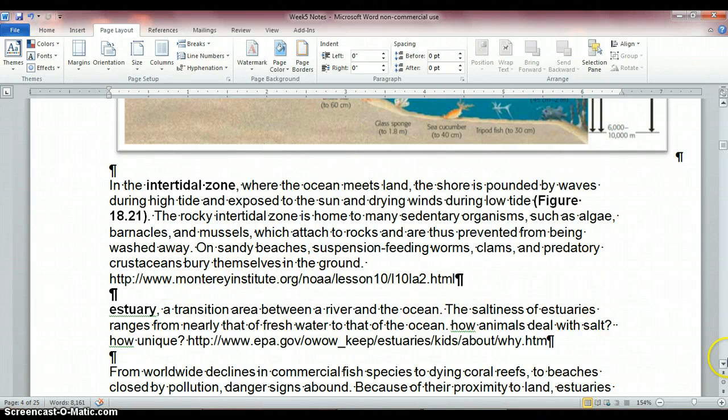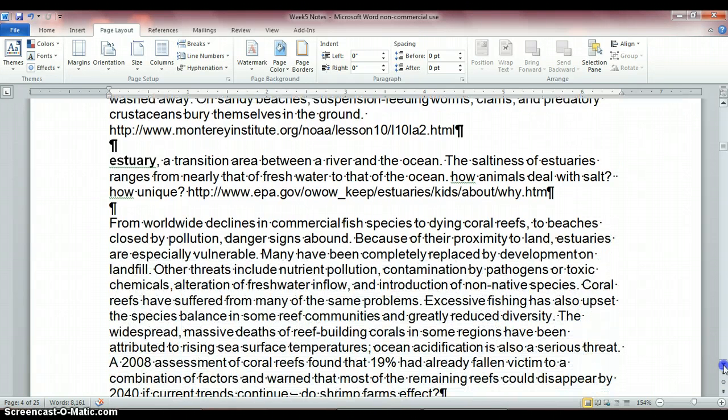Here's a nice little link. I try to provide you a link for every biome. It gets a little crazy.